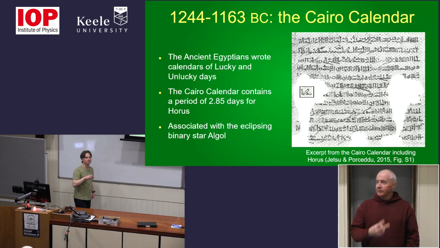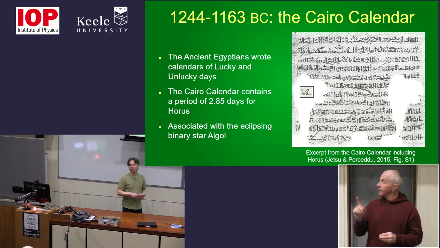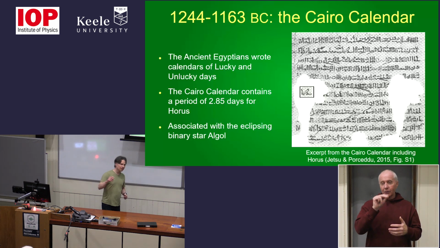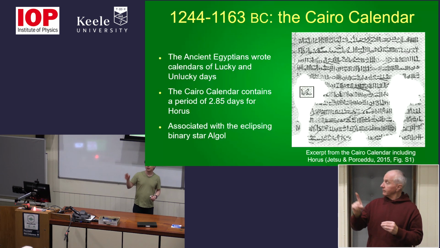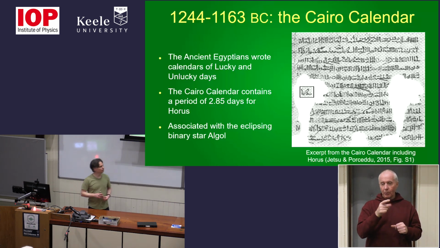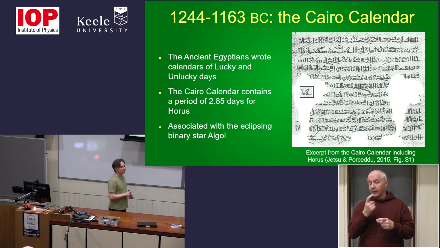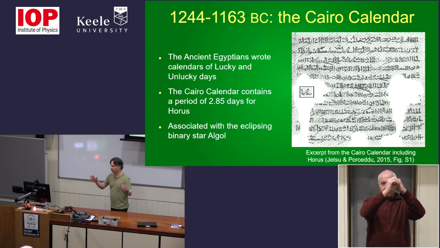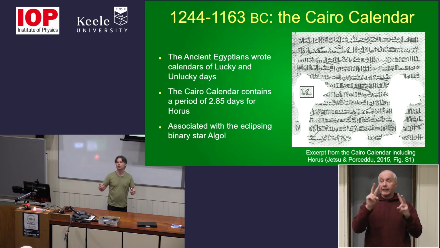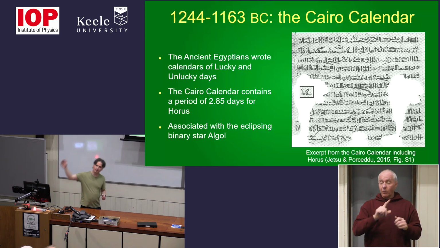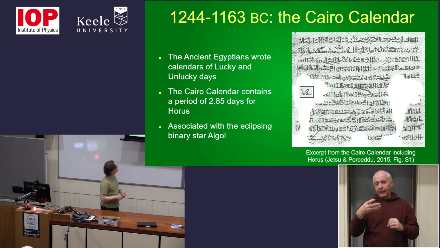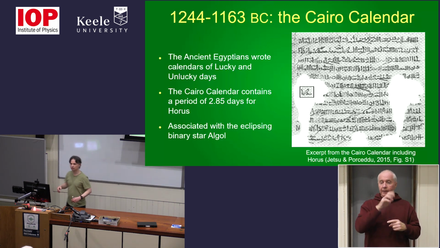About 1200 BC, the ancient Egyptians made a series of calendars discussing lucky and unlucky days. In the Cairo calendar, there's clear evidence that the god Horus has events occurring every roughly 2.85 days. Some people in Finland have tracked that down to the eclipses of the eclipsing binary star Algol, one of the brightest stars we know in the sky. It's a naked eye object; you could probably even see it from the middle of a town, maybe not a city. It has a very, very deep eclipse every 2.9 days, and it appears to be in the Cairo calendar. So that means the subject I'm doing is about 3,200 years old.